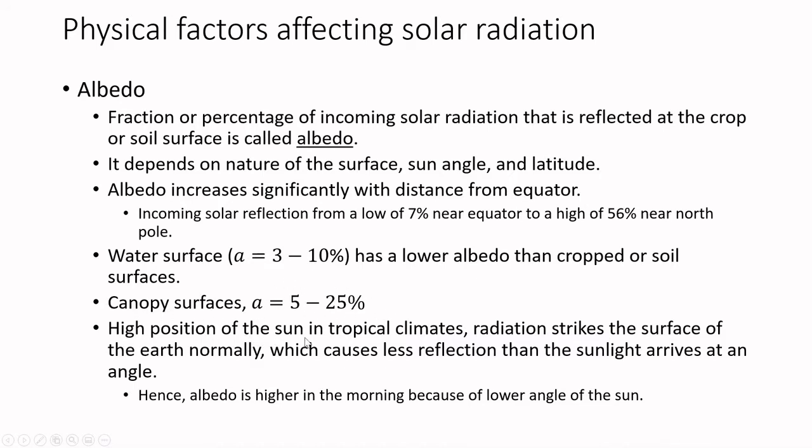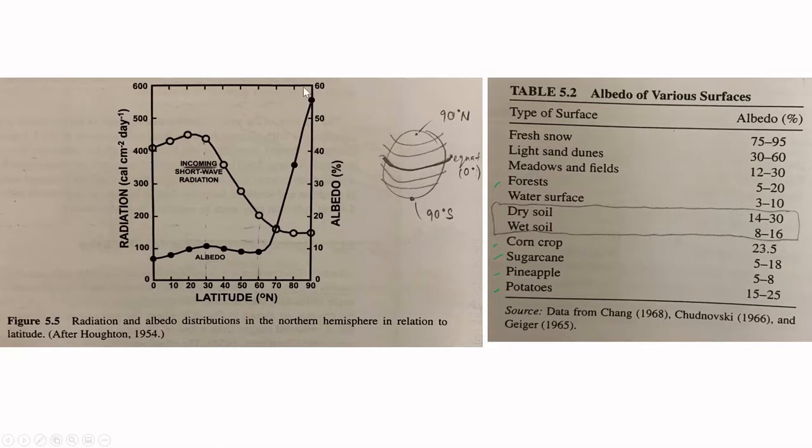With the high position of the sun in tropical climates, for example in Malaysia, radiation strikes the surface of the earth directly, which causes less reflection than sunlight arriving at an angle. So in tropical climates we have less albedo because the sun hits the surface directly, so direct heating, so less albedo. Hence albedo is higher in the morning because of the lower angle of the sun.